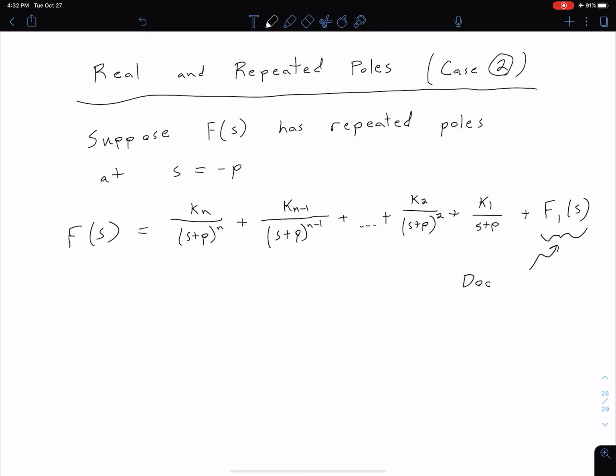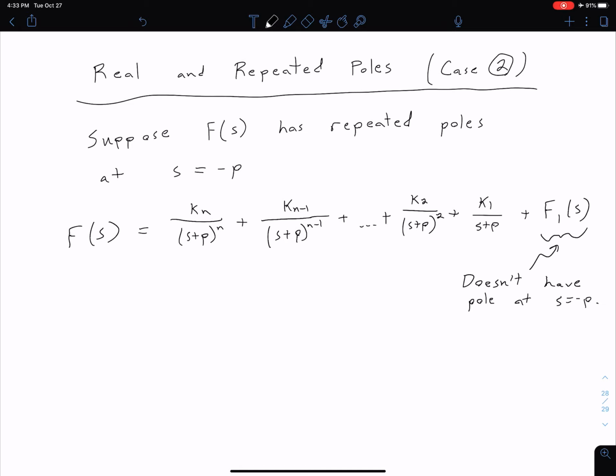So this accounts for a part that doesn't have a pole at s equals negative p. In this case, we would say we had n poles at negative p, and I think that'll be more clear when we look at our numerical example in the next video.